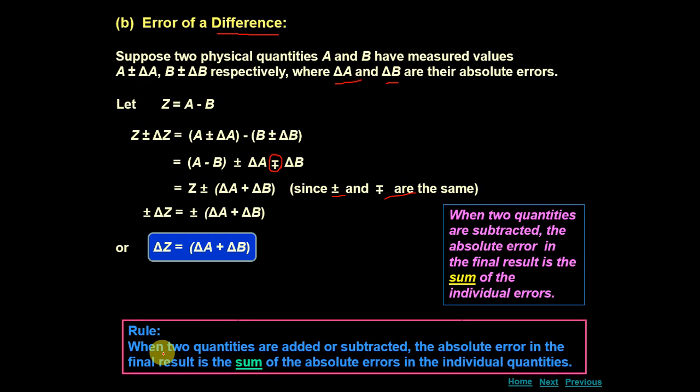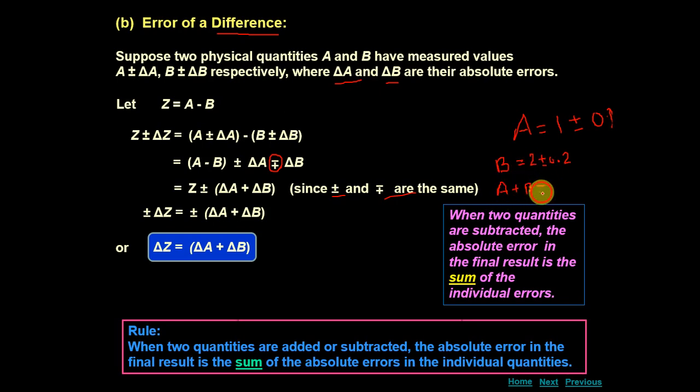Rule: when two quantities are added or subtracted, the absolute error in the final result is the sum of the absolute errors in the individual quantities. So whether you're going to add or subtract two numbers, for example, I'm taking here two physical quantities. A is, for example, 1 plus minus 0.1, and B is 2 plus minus 0.2, and you want to write A plus B.